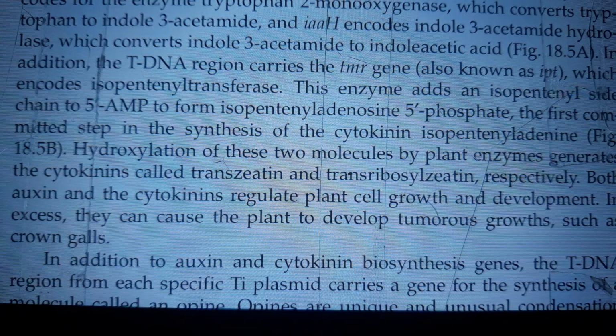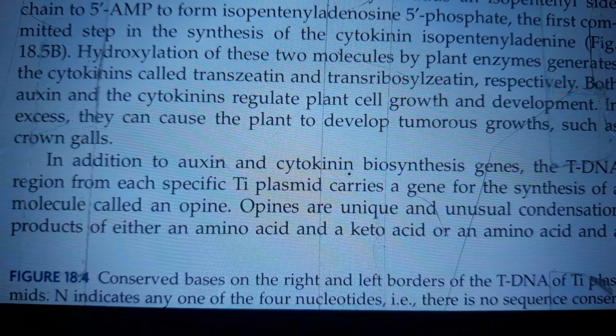In addition, the T-DNA region carries the TMR gene, also known as IPT, which encodes isopentenyl transferase. This enzyme adds an isopentenyl side chain to 5' AMP to form isopentenyl adenosine 5' phosphate, the first committed step in the synthesis of the cytokinin isopentenyl adenine. Hydroxylation of these two molecules by plant enzymes generates the cytokinins called trans-zeatin and trans-zeatin riboside, respectively. Both auxins and cytokinins regulate plant cell growth and development. In excess, they can cause the plant to develop tumorous growth such as crown galls.